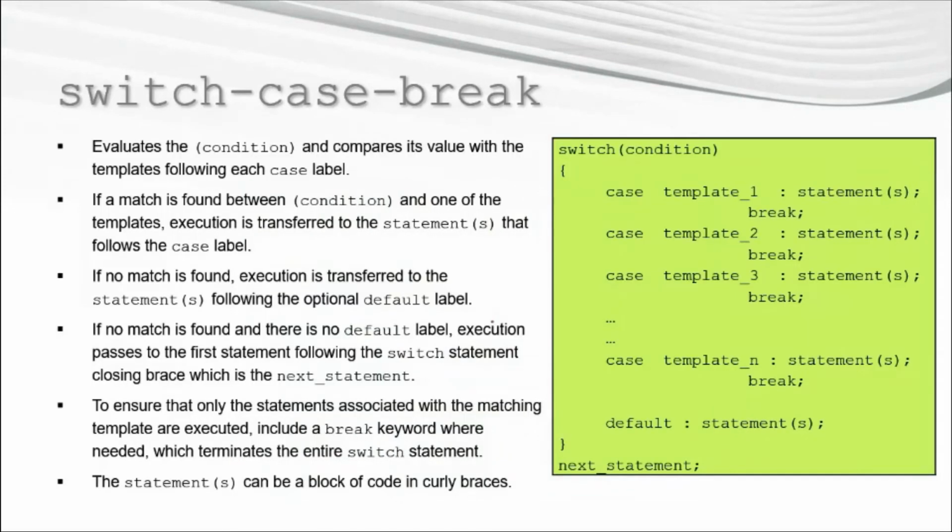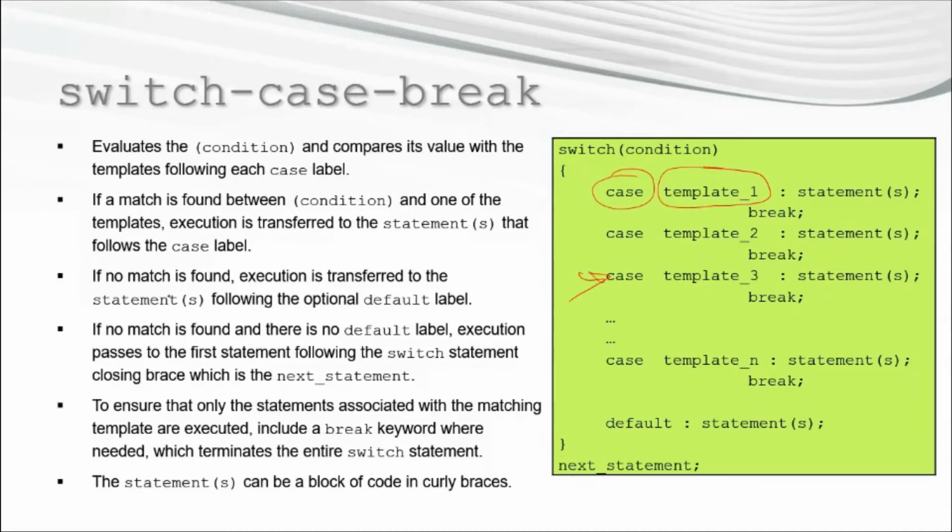That is explained here. First, it evaluates the condition and compares its value with the templates following each case label. This is the case label and this is the corresponding template value, the possible value for the condition. If a match is found between the condition and one of the templates, execution is transferred to the statements that follow the case label. So the control is transferred to that particular case's statements.